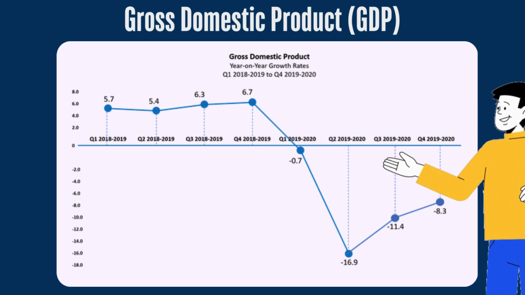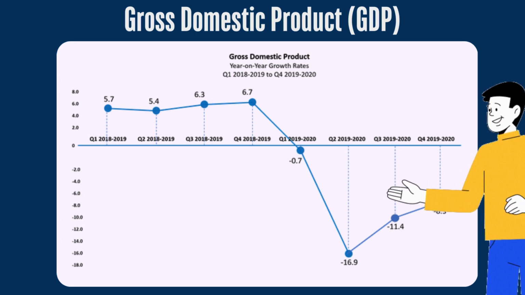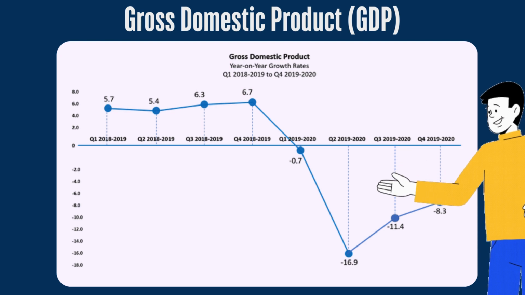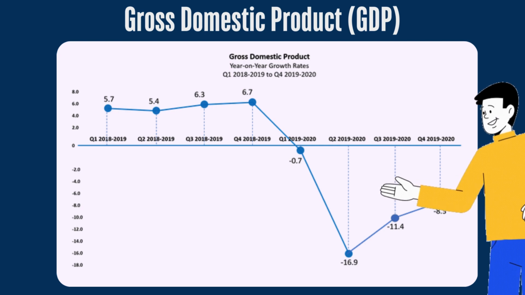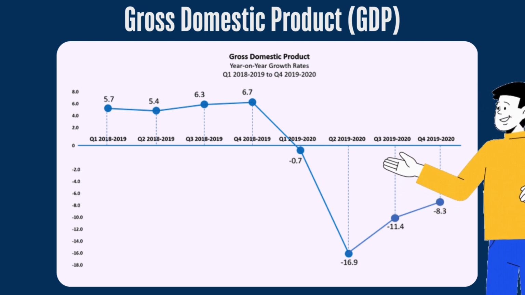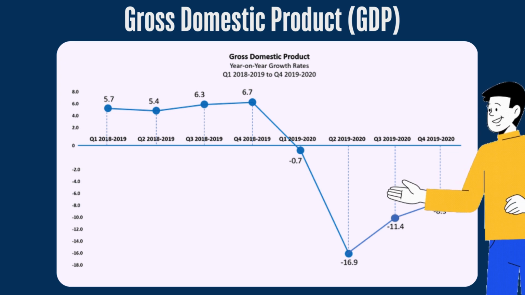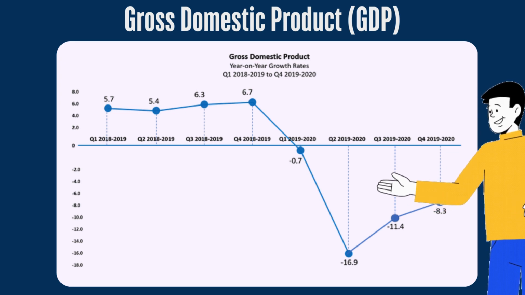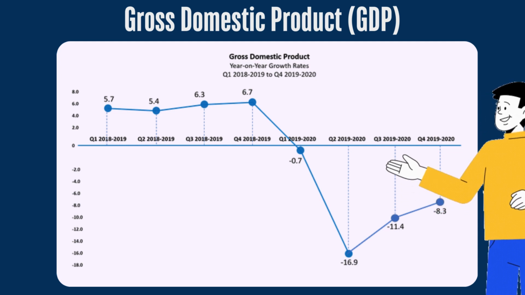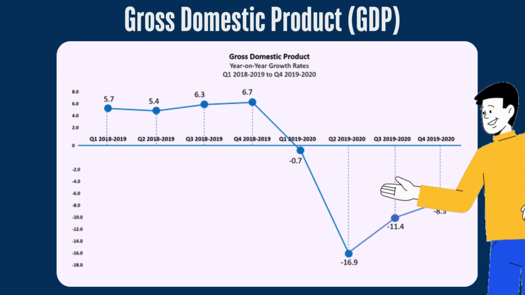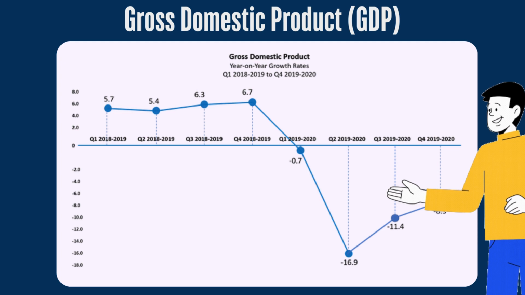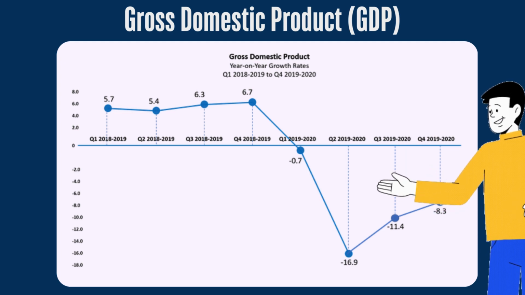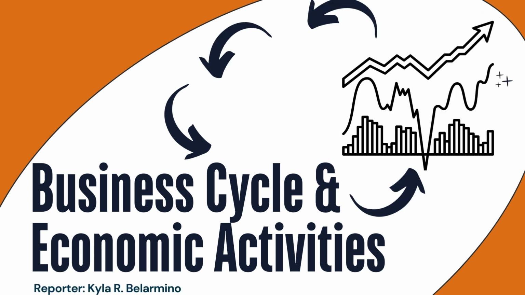The gross domestic product or GDP of the Philippines recorded a negative 8.3% decline in the fourth quarter of 2020, resulting in a negative 9.5% decrease for the entire year of 2020. The graph illustrates the change in the Philippines GDP from the fourth quarter of 2020 to the entire year of 2020, showing a significant decline in the country's GDP. Now, let us move on to business cycle and economic activities.